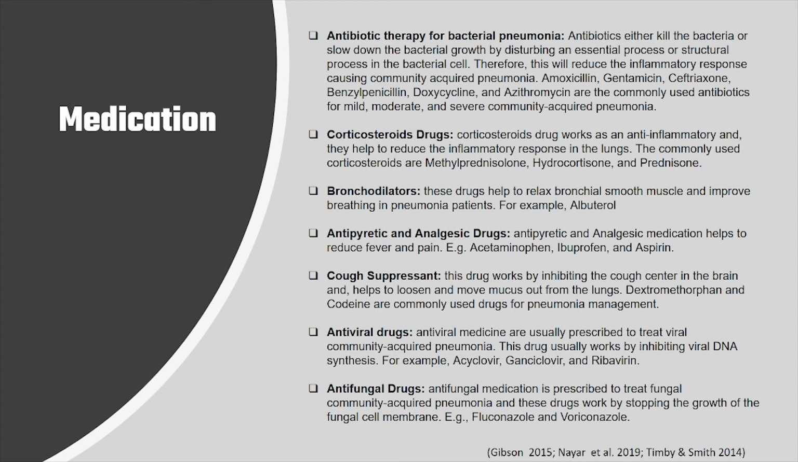Cough suppressants work by inhibiting the cough center in the brain and also help to loosen and move mucus out from the lungs to reduce airway obstruction. Dextromethorphan and codeine are commonly used drugs for pneumonia management. Antiviral drugs such as ribavirin are usually prescribed to treat viral community-acquired pneumonia, and they work by inhibiting viral DNA synthesis. Antifungal drugs like fluconazole are prescribed to treat fungal community-acquired pneumonia, and they work by stopping fungal cell membrane development.